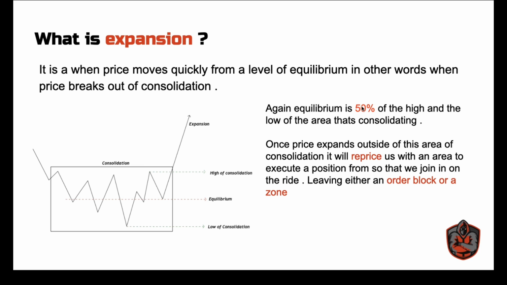Now again, equilibrium is 50% of the high and the low of an area that consolidates. So this is our consolidation, this is the high of the consolidation, and this is the low of the consolidation. So equilibrium will be 50% of it. Okay. Now, once price expands outside of this area of consolidation, it will reprice us with an area to execute a position from, so that we can join in on the ride, leaving either an order block or a zone.